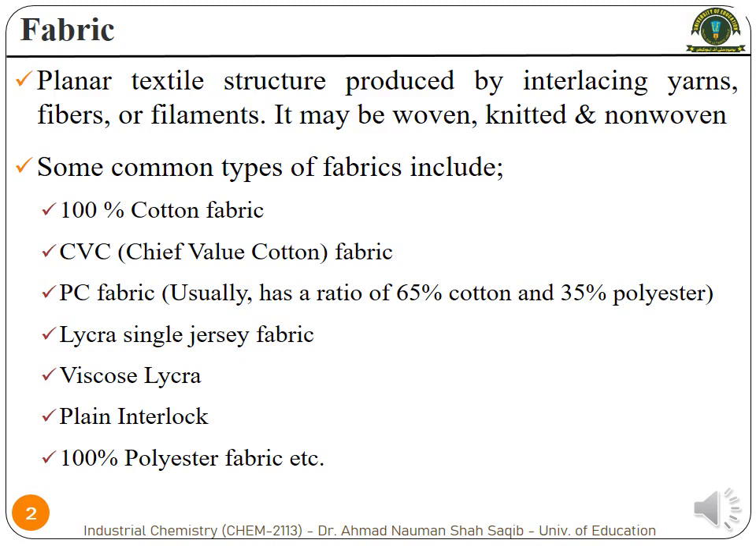And then there is CVC, which is known as chief value cotton. This is another kind of fabric which is a combination of cotton and some synthetic fibers such as polyester. Similarly, there is another kind of fabric which is a mixture of cotton and polyester, known as poly cotton fabrics. We call them PC fabrics, and though they can have a variety of compositions, the most commonly used PC fabric has a ratio of 65% cotton and 35% polyester.